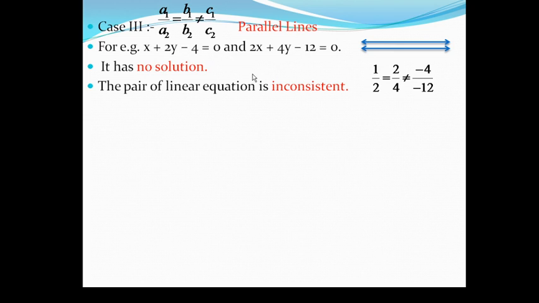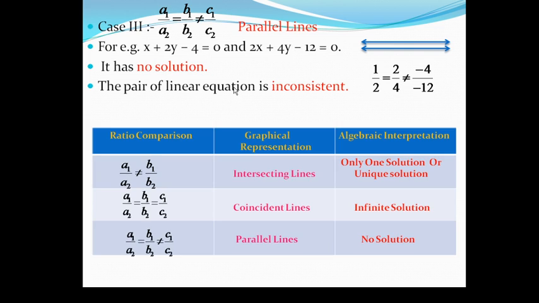Now let's have a look once again. Let's recap what we have learned today. First case, A1 upon A2 is not equal to B1 upon B2. Then what is the graphical representation? The lines will be intersecting lines, and what type of solution does it have? Unique solution. Second case, all the three ratios are equal, that means the lines will be coincident lines, and what type of solution do we have? We will have infinite solutions.